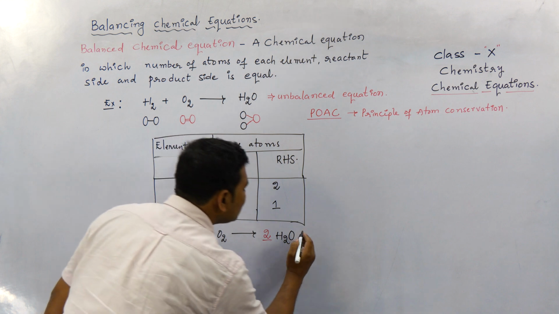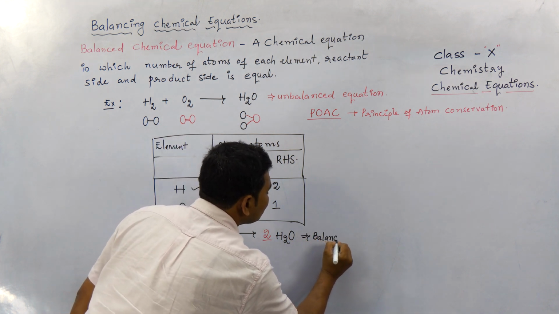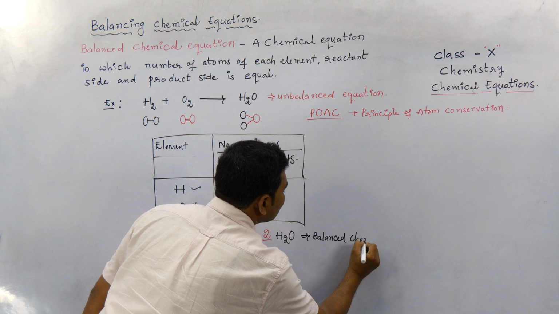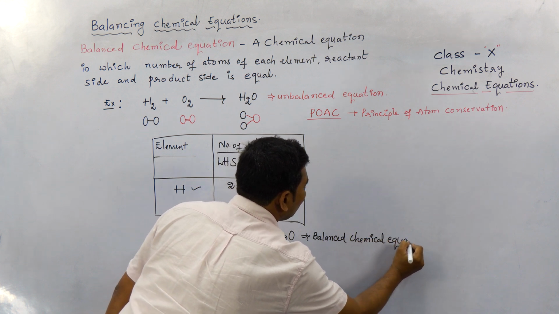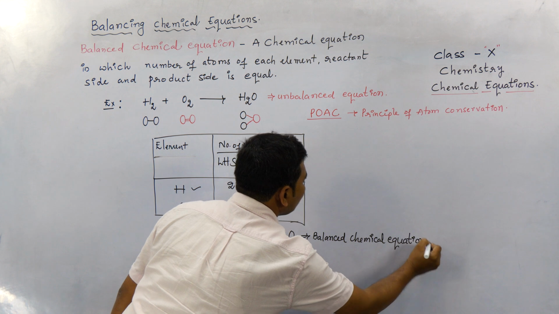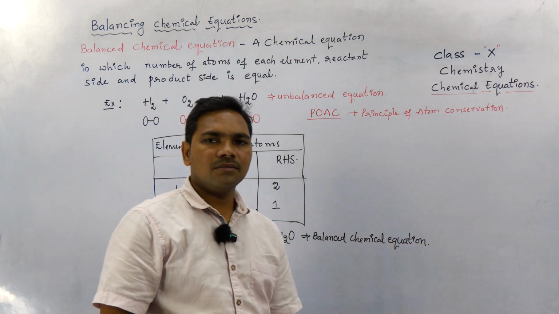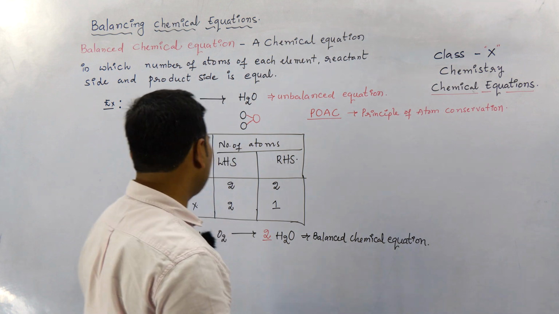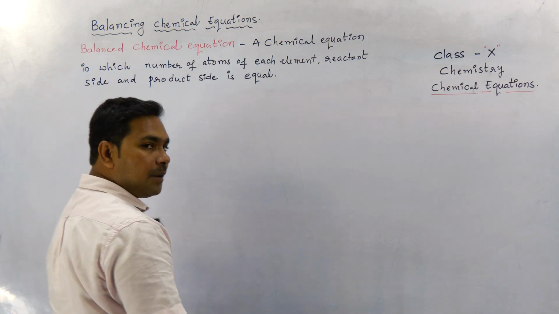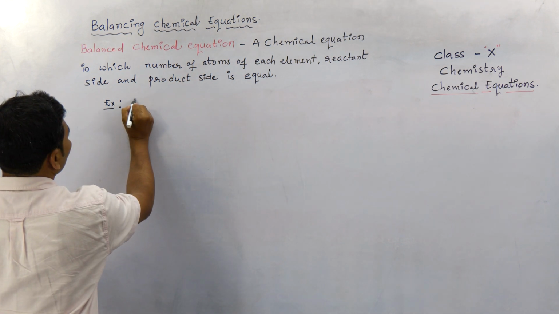The equation that we get is a balanced chemical equation, right? Let us understand balancing chemical equations by taking a few more examples. Let me take example 2.